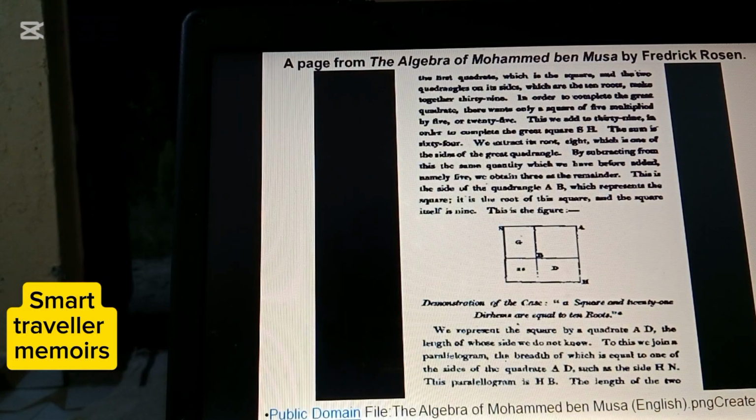And I also managed to get a page from the algebra of Muhammad bin Musa by Frederick Hussein, and that is the way it was from the archives. All right.